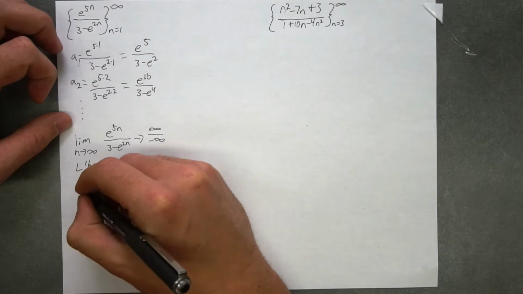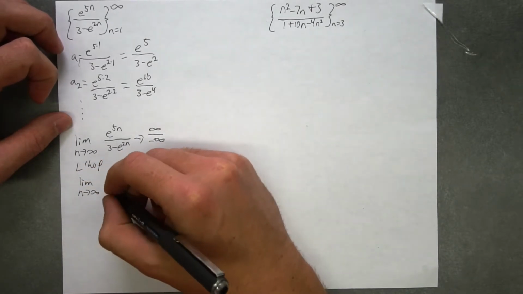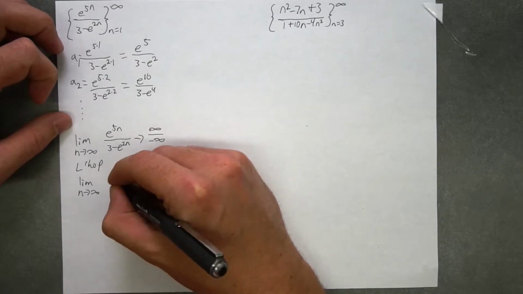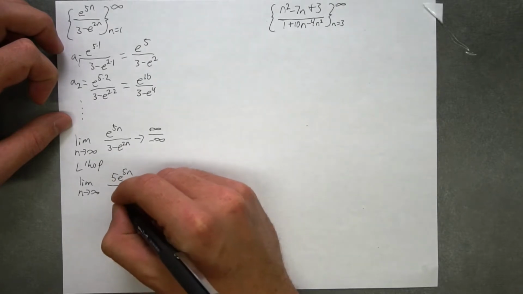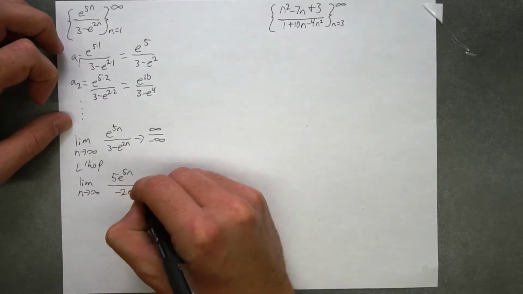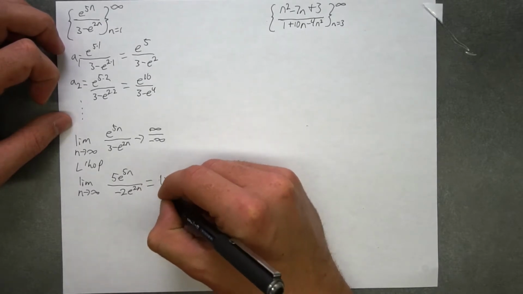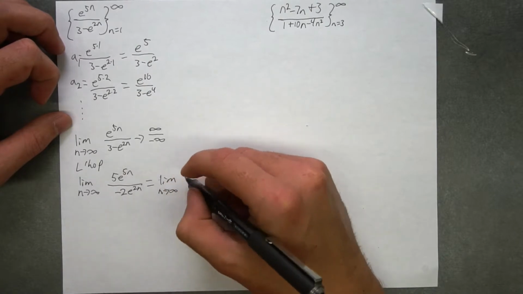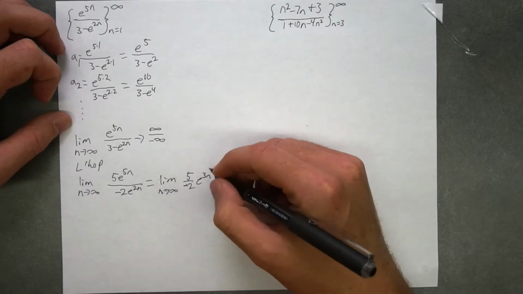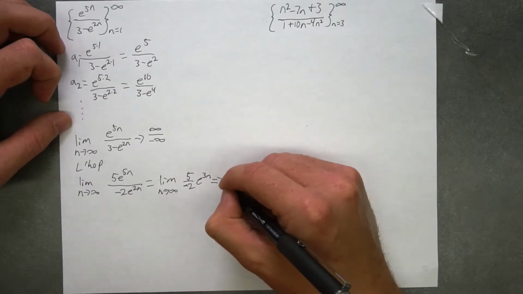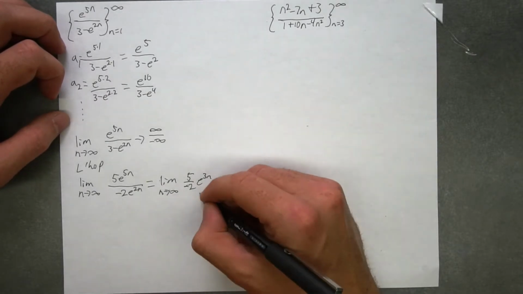So after applying L'Hopital's rule, we get the limit as n approaches infinity of 5e to the 5n over negative 2e to the 2n. This is equal to the limit as n approaches infinity of 5 over negative 2 e to the 3n, which approaches infinity. Since it approaches infinity, we say that this sequence diverges.